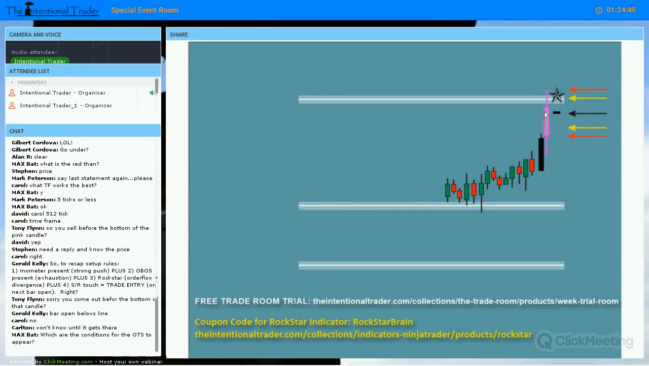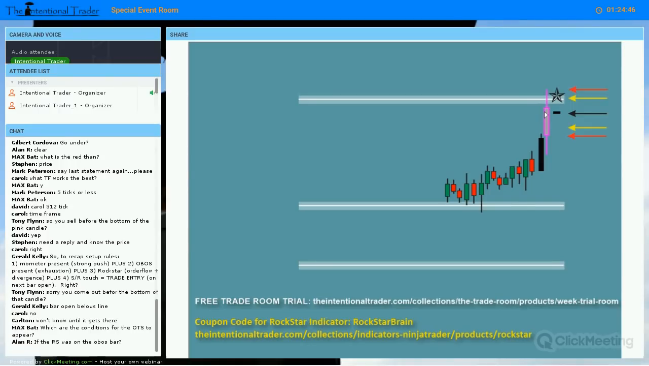All right, Gerald. So to recap, set rules. Millimeter present. Yep. Oboe's present. Yep. Rockstar plus support resistance, trade entry on next open. Yep. That's exactly it. And look how simple that was for you to pick up.